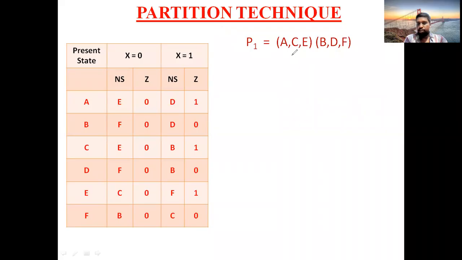So before moving to the second partition, okay, second partition P2. Okay, let me write here. I am writing here the value of P2. How to write the value of P2? The second partition. Okay, so before writing this, first of all, you find the zero successor of A comma C comma E, as well as one successor of A comma C comma E.